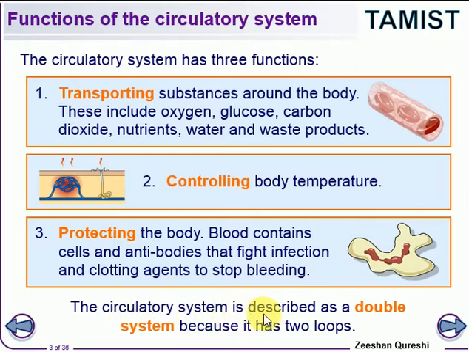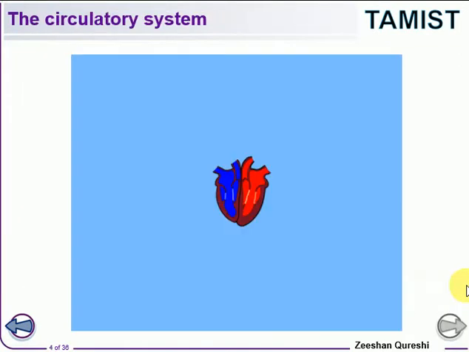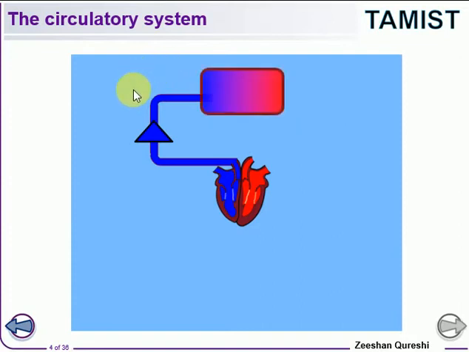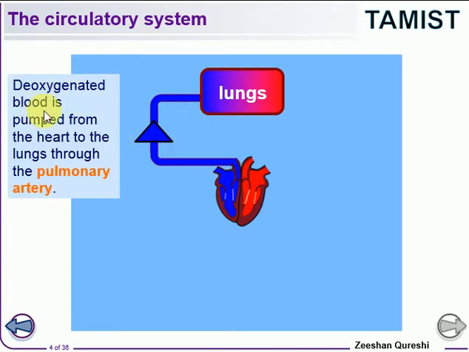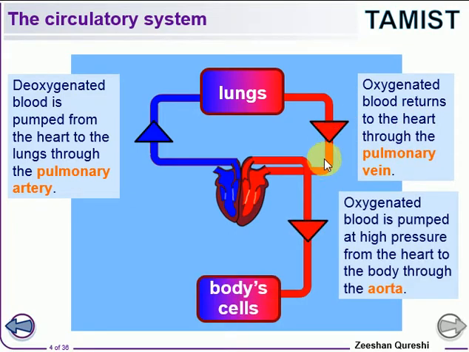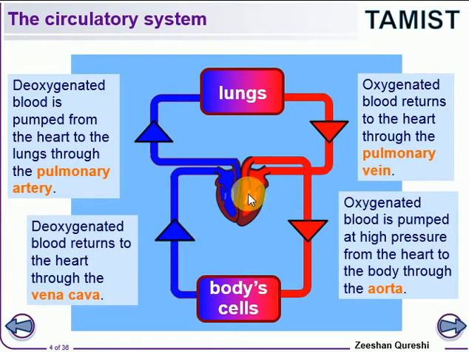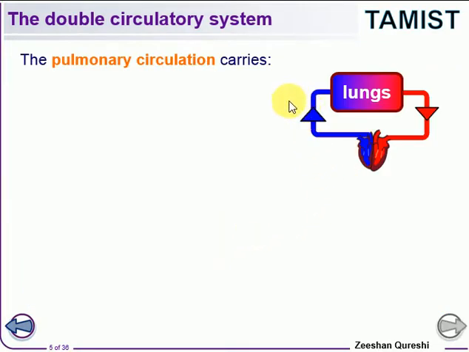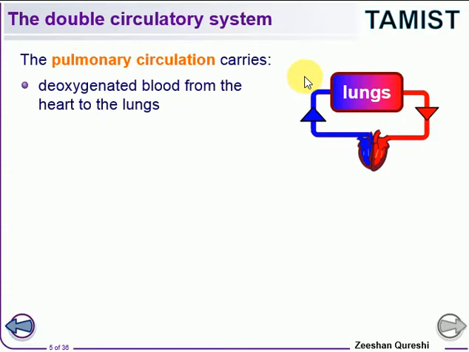The circulatory system is described as a double circuit system because it has two loops. The deoxygenated blood is pumped from the heart to the lungs through the pulmonary artery. After the oxygenation of the blood, the lungs send the blood back into the heart through the pulmonary vein. The oxygenated blood is pumped at a higher pressure from the heart to the body by the vessel called the aorta, and the deoxygenated blood returns to the heart through the vena cava. The vena cava may be of two different types: superior vena cava and inferior vena cava.